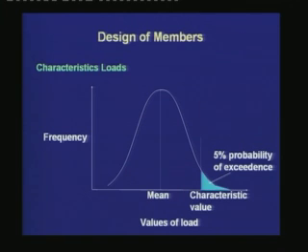In this sketch, in the x axis we are plotting the values of the load, in the y axis we are plotting the frequency. Now, in a normal distribution, we can find out the mean, and we can also find out a value of the load which has 5% probability of exceedance. This value of the load is called characteristic value, and we first start with this characteristic value to come to the design load.